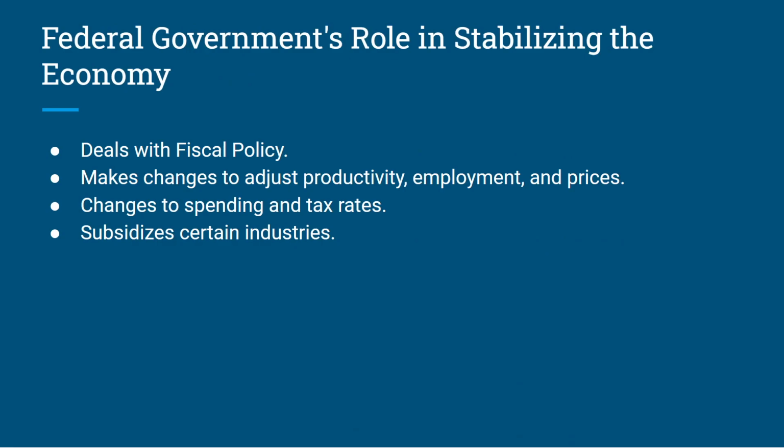The federal government's role in stabilizing the economy. So the federal government deals with fiscal policy. They make changes to adjust our country's productivity, our employment, and our prices. They make changes to spending and tax rates. So two of the biggest ways to curb inflation and help our economy are the government can either spend more money, which in turn puts more money into the economy, and they can also lower tax rates, which puts more money back into the people's pockets to go ahead and spend and boost our economy.